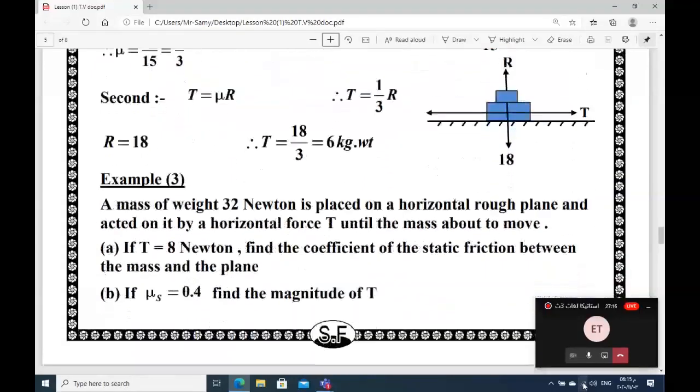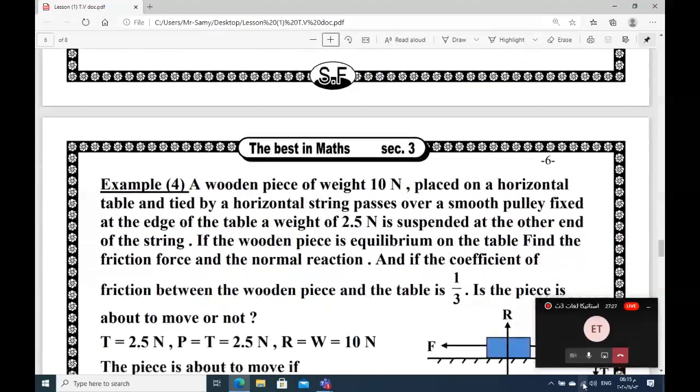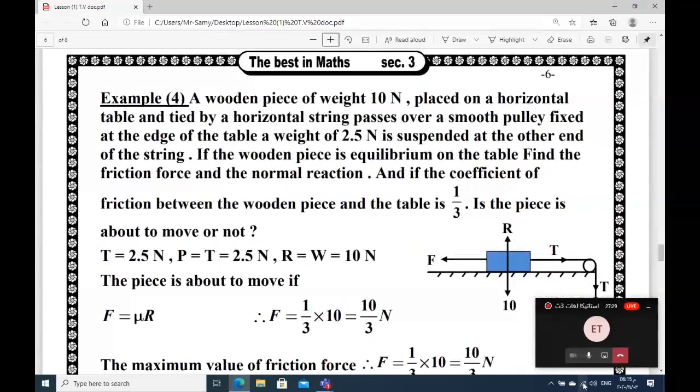Now, with Mr. Muhammad, to another example, but this example is for you. Sorry, Mr. Muhammad, example 3 is for you. Try to solve it. And now with Mr. Muhammad, example number 4.